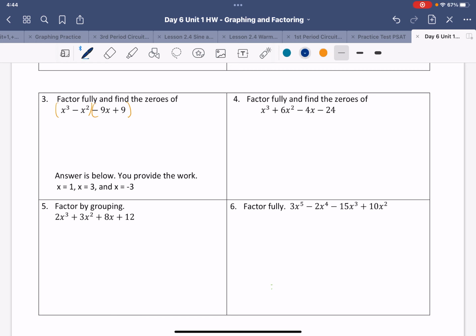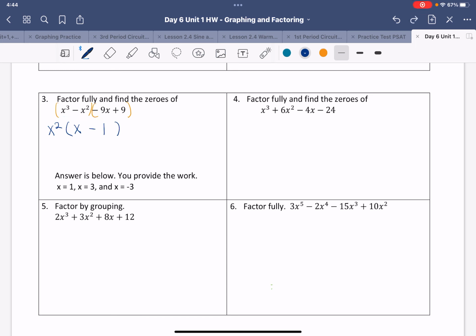So x cubed and x squared, what can I take out of each one? That's going to be x squared. X squared times what gives me x cubed, x squared times what gives me negative x squared? Minus 1. And if you don't believe me, you can do your arrows and see if it takes you back to where you started.